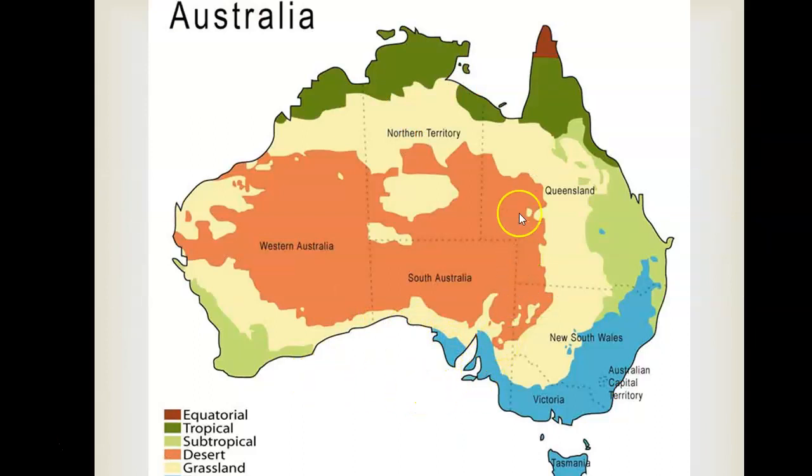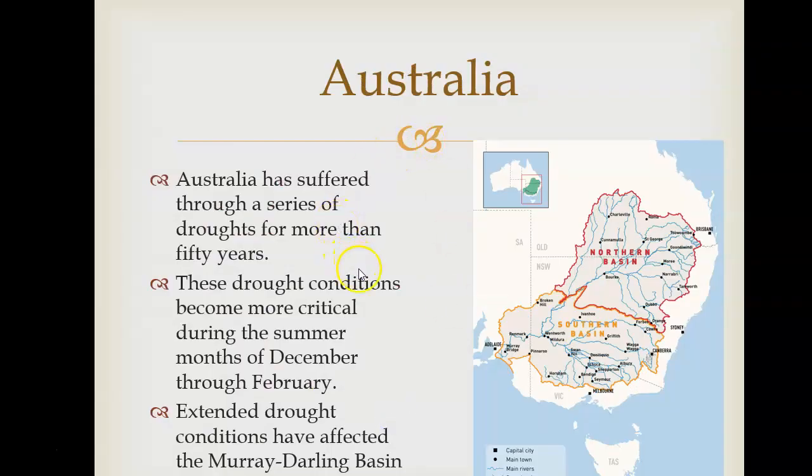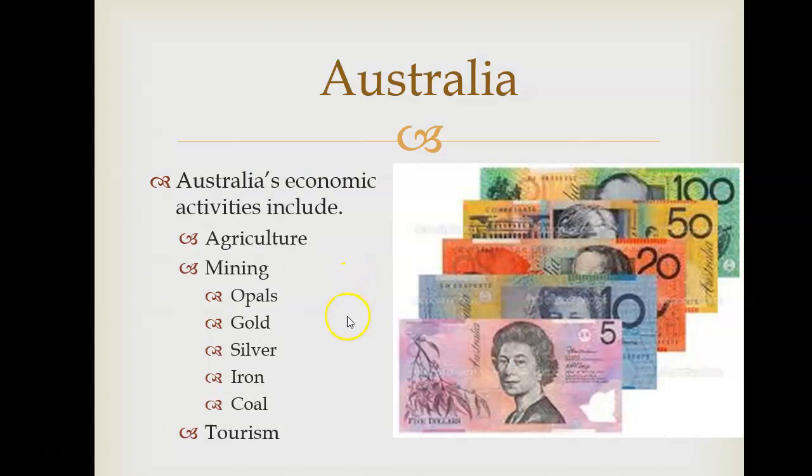And here's just a map showing you the different climates. The majority of Australia's population lives right over here on this eastern coast. Australia has suffered from a series of droughts for more than 50 years. It is more critical during their summer months, December through February, and it has affected the Murray-Darling Basin. The Murray-Darling is these two rivers here. So you have these two different basins, and the drought has affected that area.